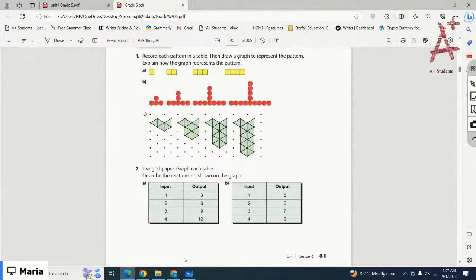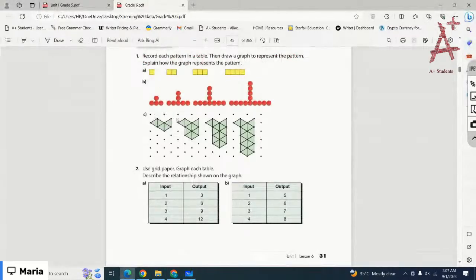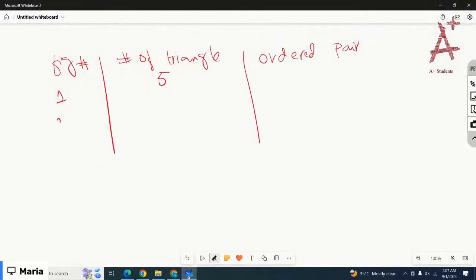One, two, three, four, five triangles, right? That is figure number 1, and you have 5 triangles. Then figure number 2: 1, 2, 3, 4, 5, 6, 7, 8, 9 triangles. In figure number 2, you have 9 triangles.